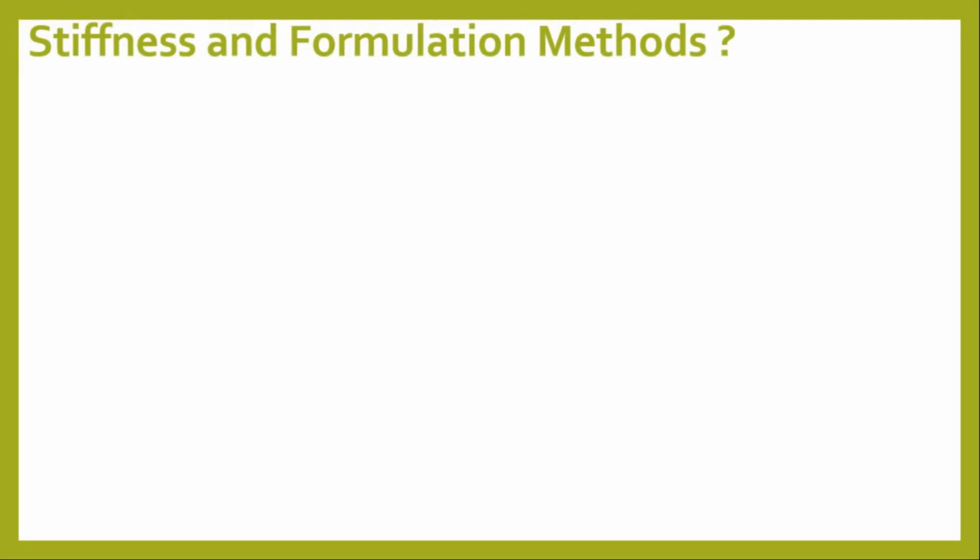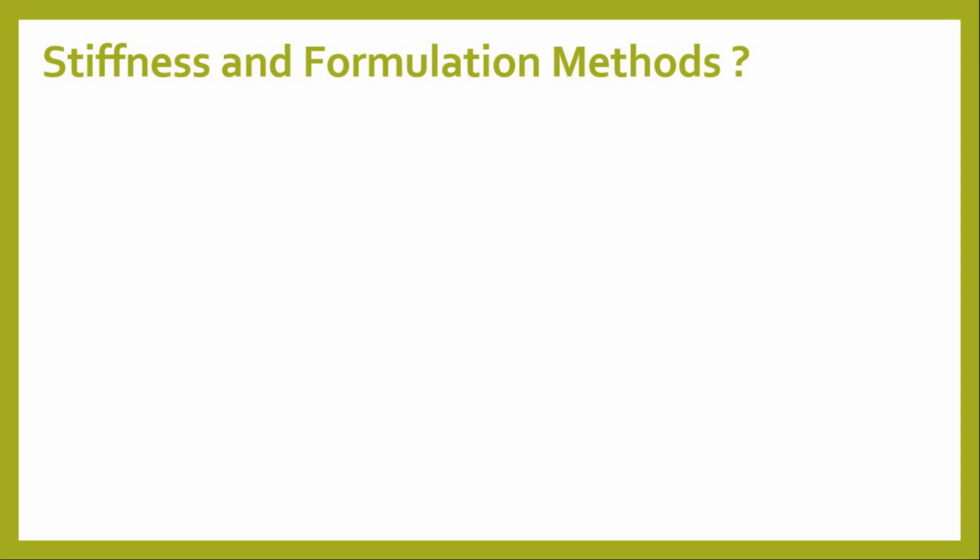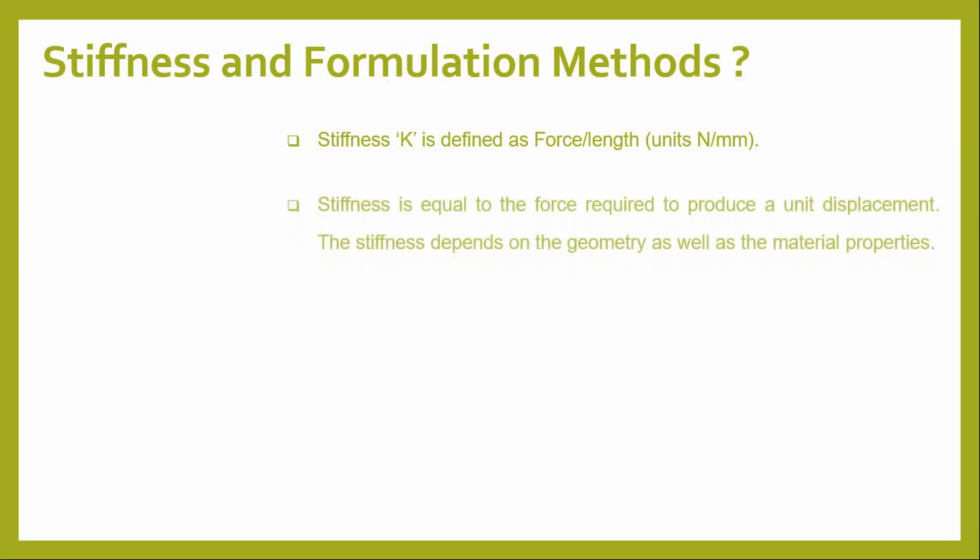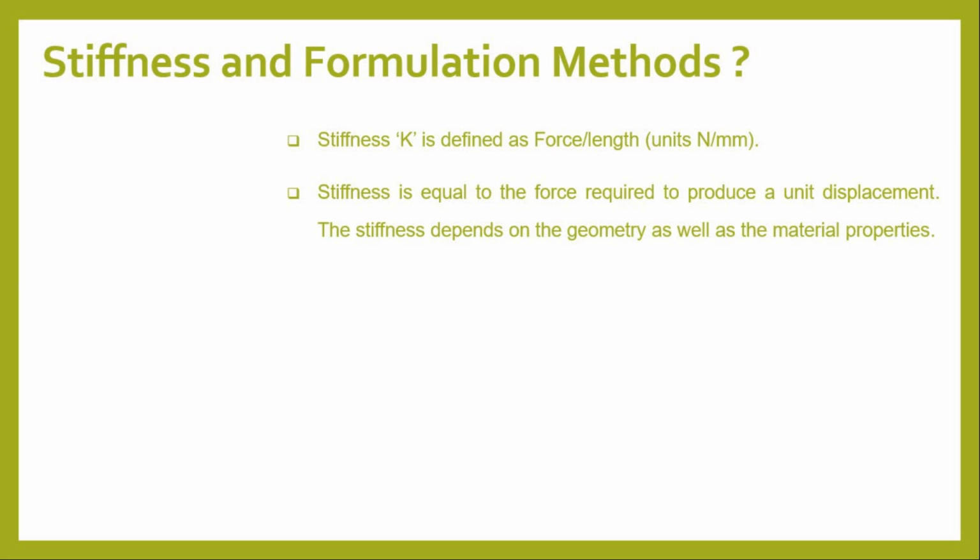So when we talk about the stiffness matrix, the stiffness and formulation methods come to mind. We'll discuss that. Stiffness K is defined as force per unit length. So stiffness is equal to the force required to produce a unit displacement. The stiffness depends on the geometry as well as the material properties.